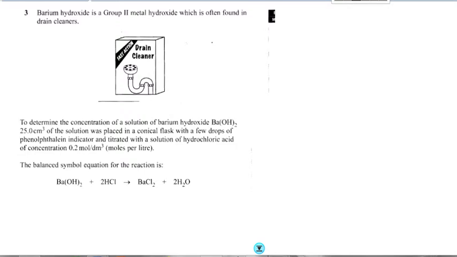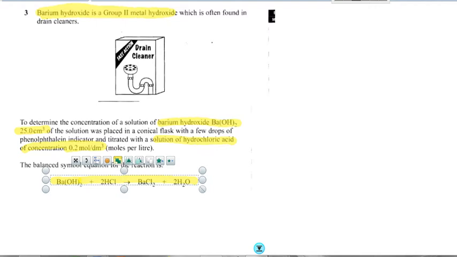Okay, so this is the final example that I'm going to do. This is one on drain cleaner. Again we'll go through it and look at the key and relevant points. We've got barium hydroxide as a group 2 metal hydroxide. Using drain cleaners to determine the concentration of it, we took 25 cubic centimeters of the barium hydroxide, put it in a conical flask, added a few drops of phenolphthalein, and titrated against hydrochloric acid, concentration 0.2. And there's the all-important equation. That's pretty much all the information that we need in order to be able to do this question.